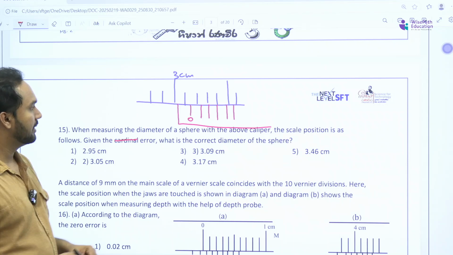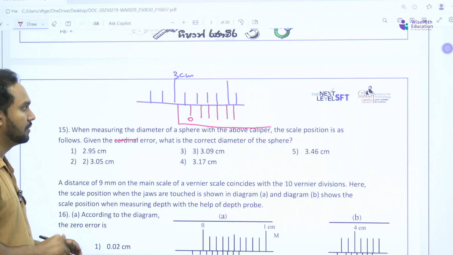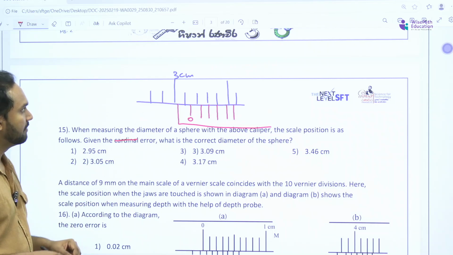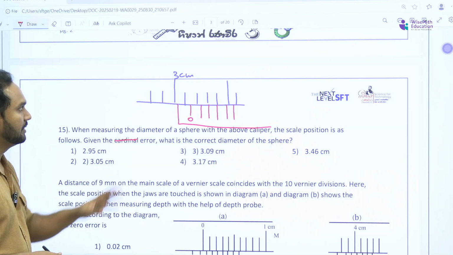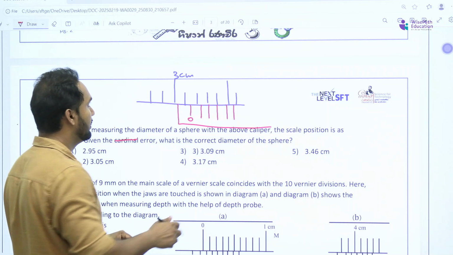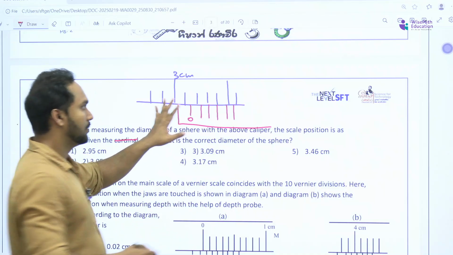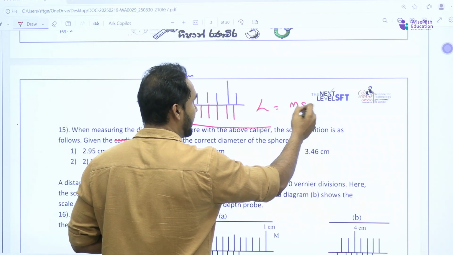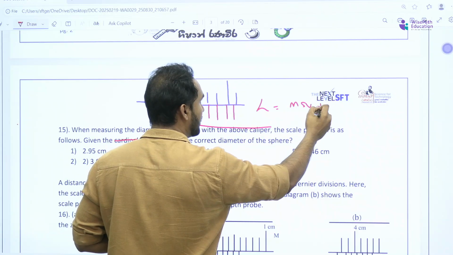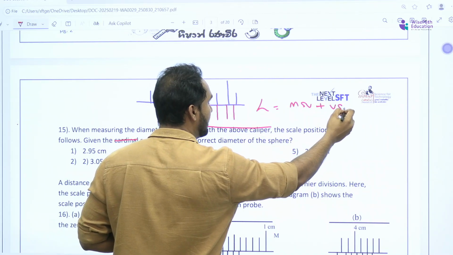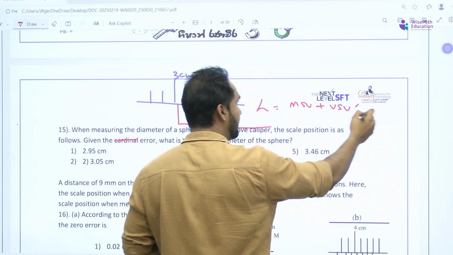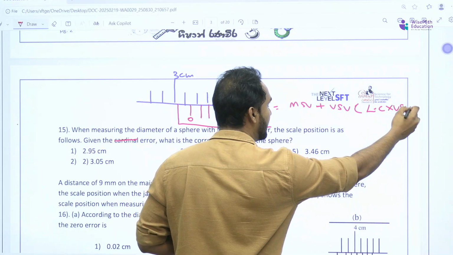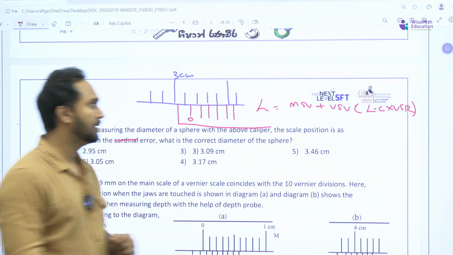So we have to correct the error and get the correct answer. The first thing is you have to get the usual normal value by reading the vernier. Now how do you read the vernier? The equation is length equals MSV, main scale value, plus VSV, vernier scale value, and the vernier scale value is least count into VSR, vernier scale reading. This is the equation, right?